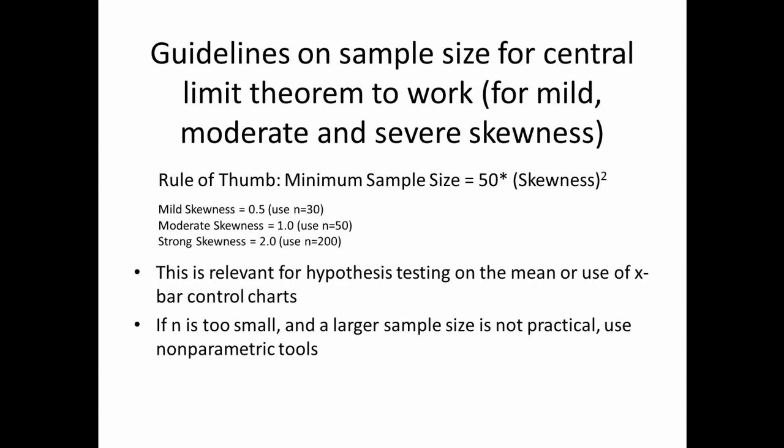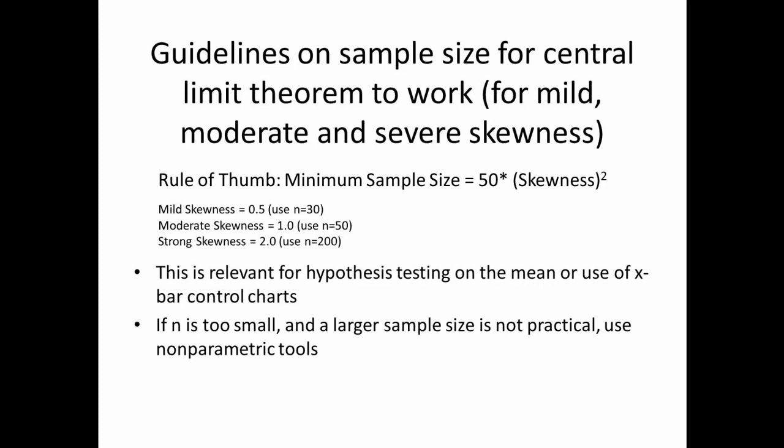So that's your typical guideline: you want to have a minimum sample size of 30 anyway. If you're doing a hypothesis test and you have just slightly non-normal data, then you're fine. Just go ahead and everything is going to work okay. Central Limit Theorem will work for you.